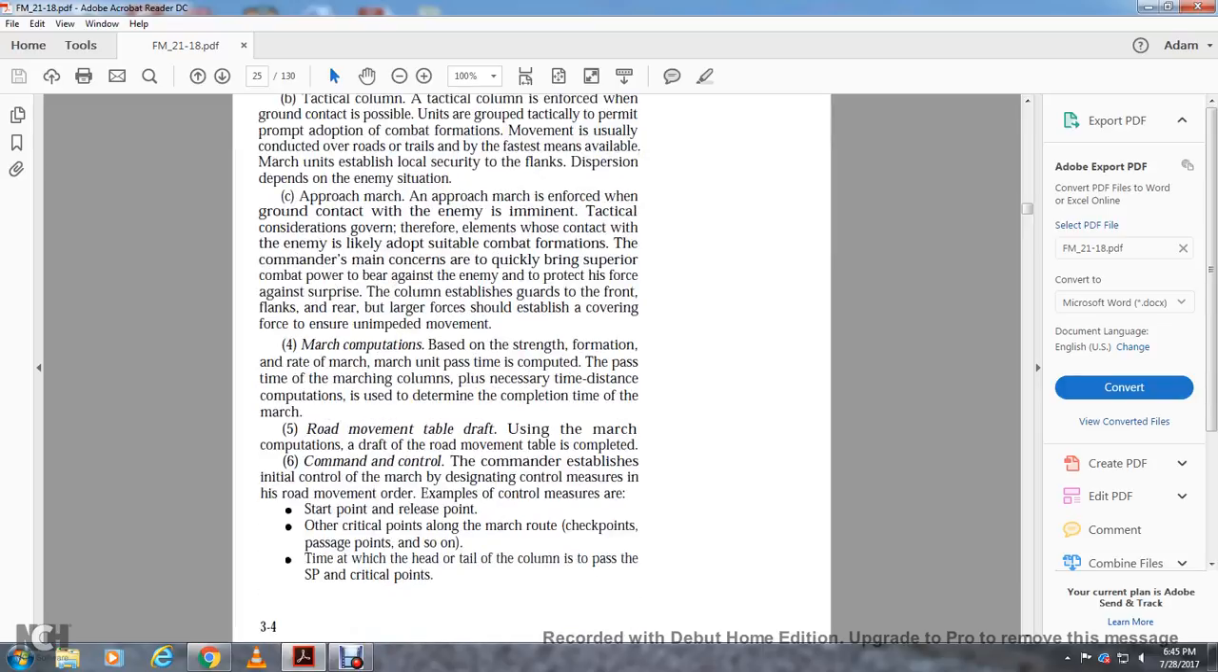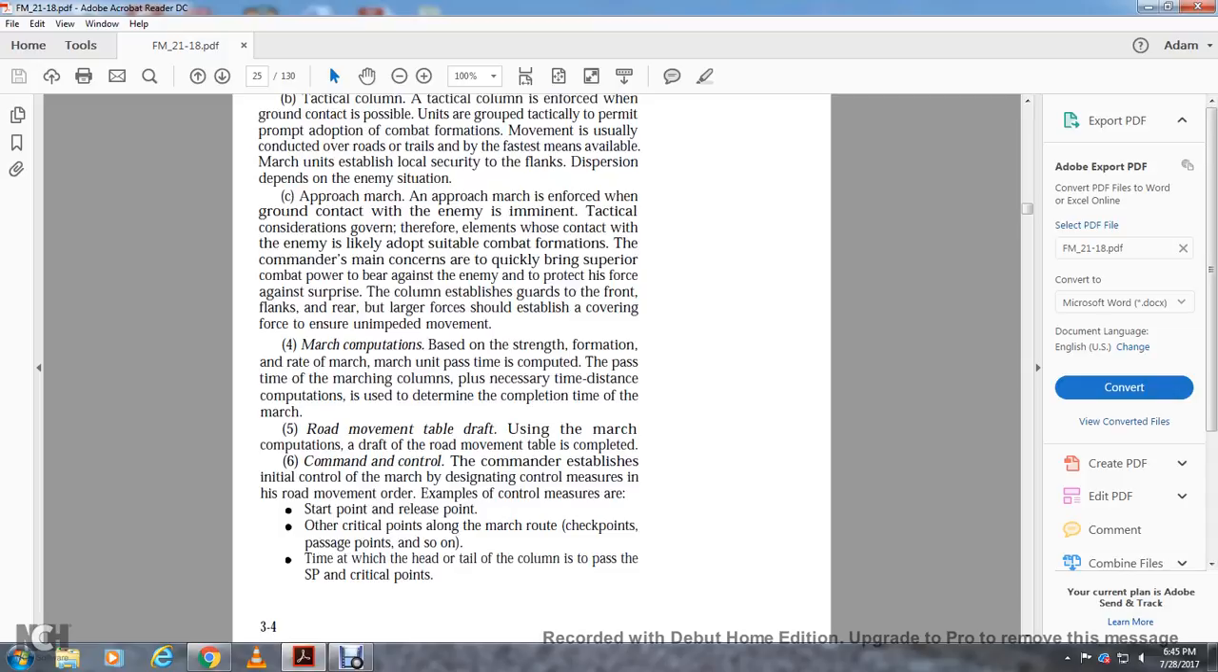March computation is based on the strength of the formation and the rate of march of the march unit. The time is composed of the path, the time of the marching column, plus the necessary time of the distance computation to give the determination of completion time of the march. Five: road movement table draft. Using the march computation, the draft of the road movement table is completed.